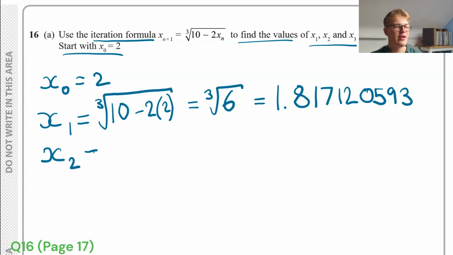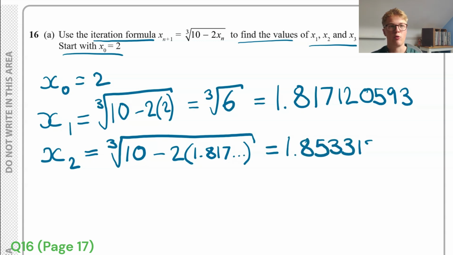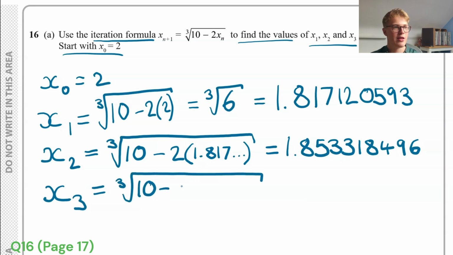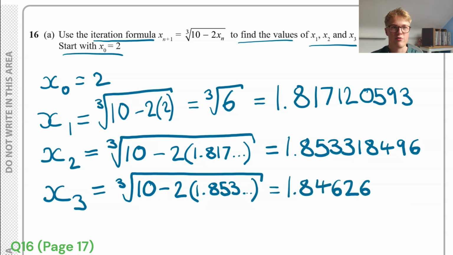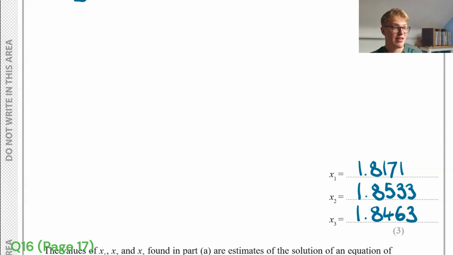This gives us the cubed root of 6, which is 1.817120593. Then we find x2 by filling in x1 for x n. So we get the cubed root of 10 minus 2 times 1.817, and that gives us 1.853318496. Then we find x3 by filling in x2 for the x n value, and we end up with the cubed root of 10 minus 2 times 1.853, and we end up with 1.846265953. And then I wrote my answers down as 1.8171, 1.8533, 1.8463 for x1, x2 and x3 respectively, and then I moved on.